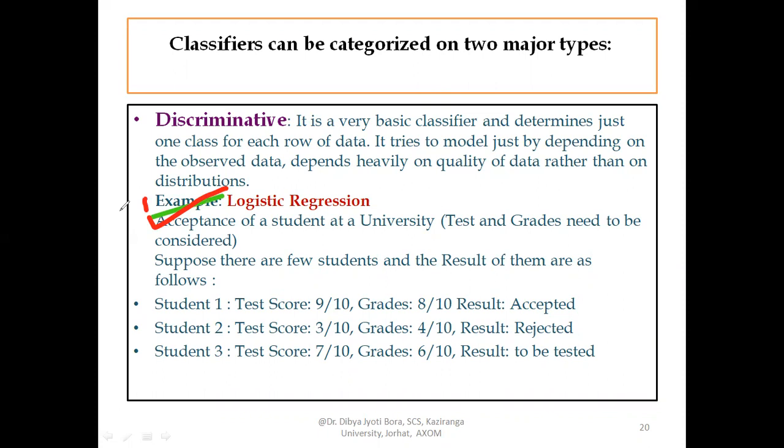So logistic regression, where for acceptance of a student, tests and grades need to be considered. Suppose student 1's test score is 9 out of 10, grade 8 out of 10, result accepted. Student 2's test score is 3 out of 10, grade 4 out of 10, then result rejected. Then student 3's test score is 7 out of 10, grade 6 out of 10, result to be tested.